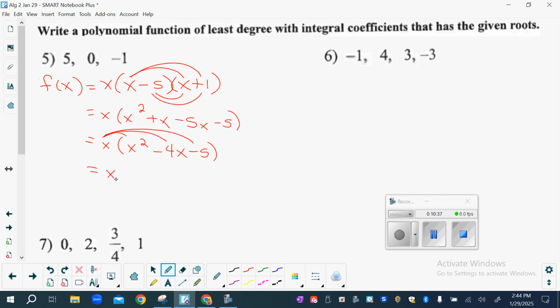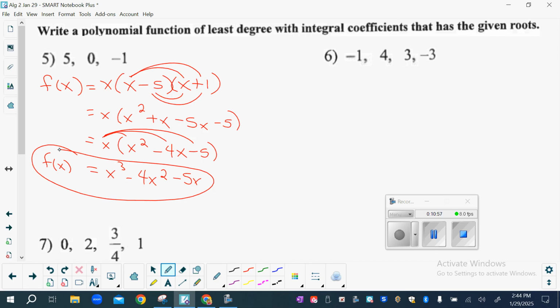So this group here, tell me what you write for this. x cubed. Good. Good. Minus 5x. So that's your final answer there. Does that make sense?